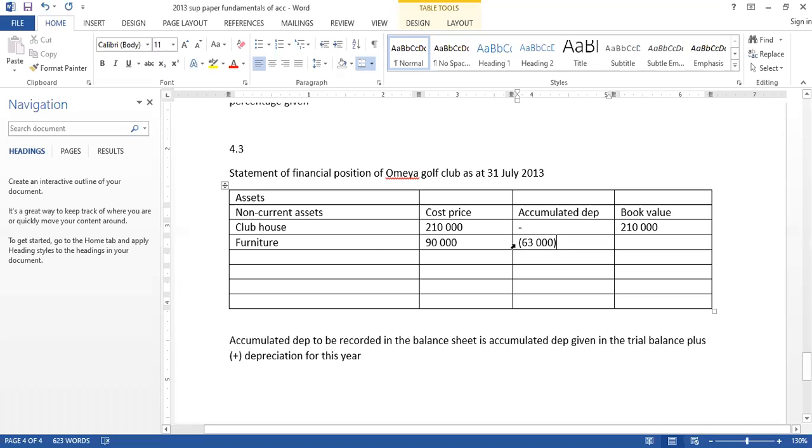Because depreciation is a loss in value of an asset, meaning that your furniture has depreciated by 63,000, that's why you will need to subtract it from your cost price. So your furniture is no more valued at 90,000, but it's valued at 90,000 minus 63,000. So currently it is valued at 27,000 Namibian dollars, meaning that if you are to sell your furniture today, you will only sell them for 27,000 Namibian dollars.